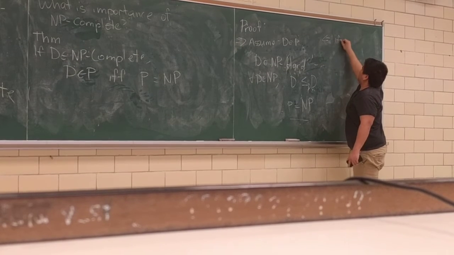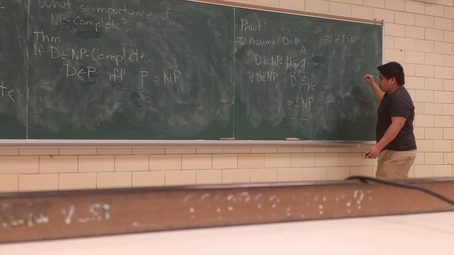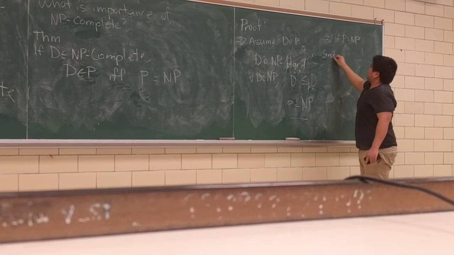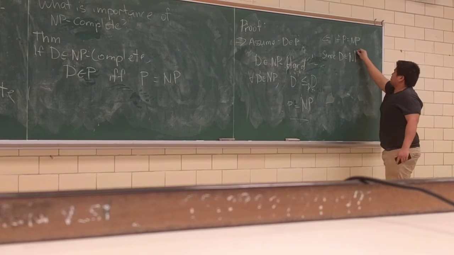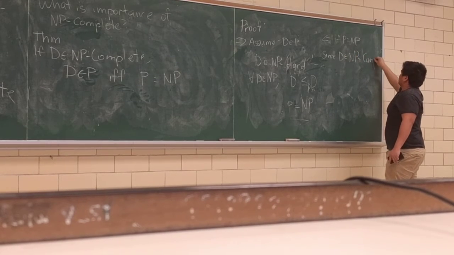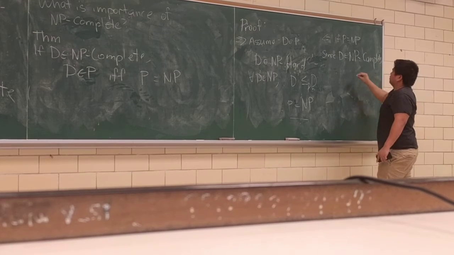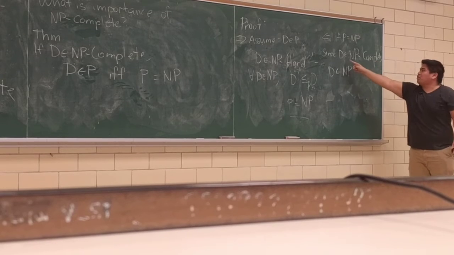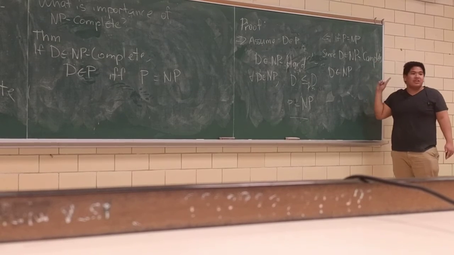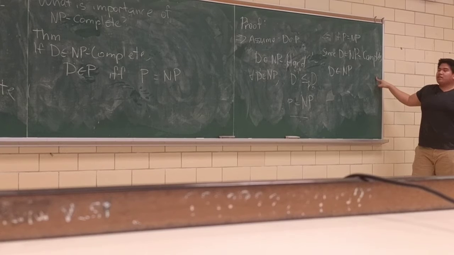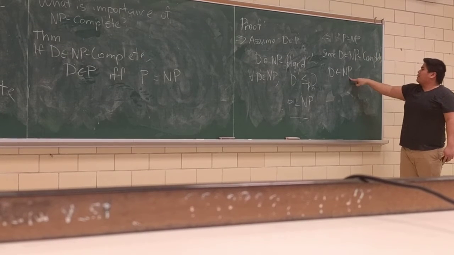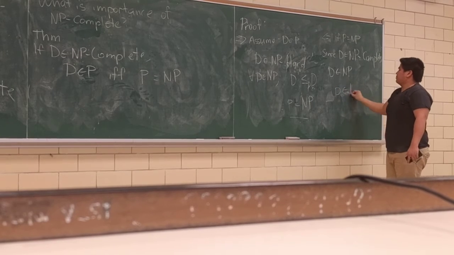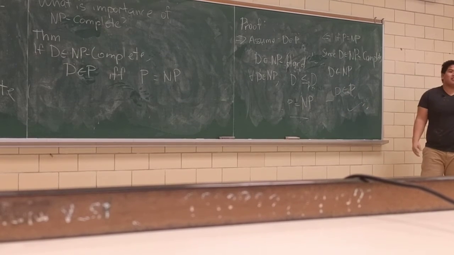If P is equal to NP, then since D is an element of NP-complete, we know that D is an element of NP, just by definition. In order for D to be NP-complete, it has to be in both NP and NP-hard. But if D is in NP and P is equal to NP, then this implies that D is in P. Proof done. Beautiful.